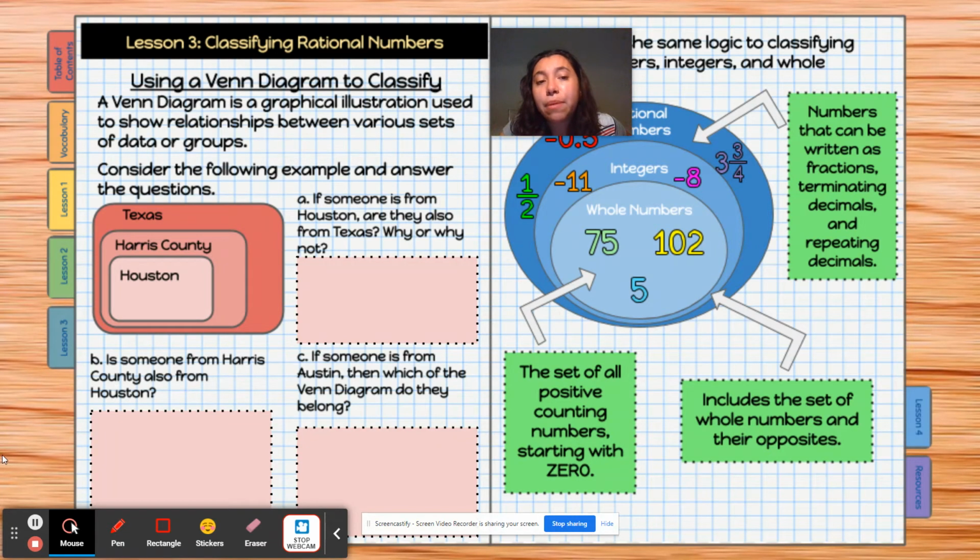So A, if someone is from Houston, are they also from Texas? Why or why not? And then you're going to go ahead and explain to me what you think. Okay? B, if someone is from Harris County, are they also from Houston? Are they in that circle of the Venn diagram? And C, if someone is from Austin, which part of the Venn diagram do they belong to? This is where we need to use our big brain and our diagram clues to figure that out. Okay, so that's something I'm going to be checking for you as you go on.